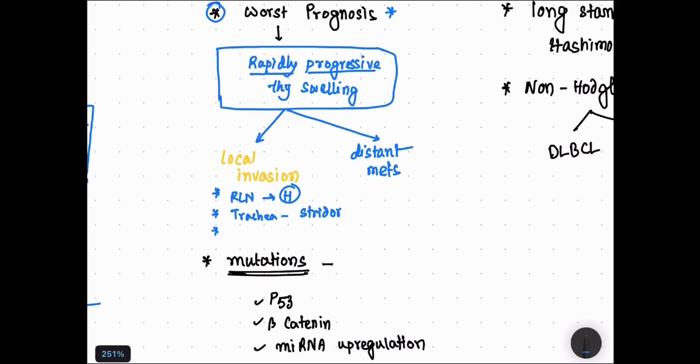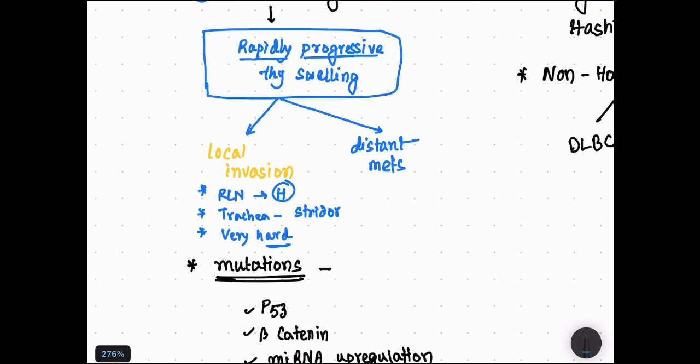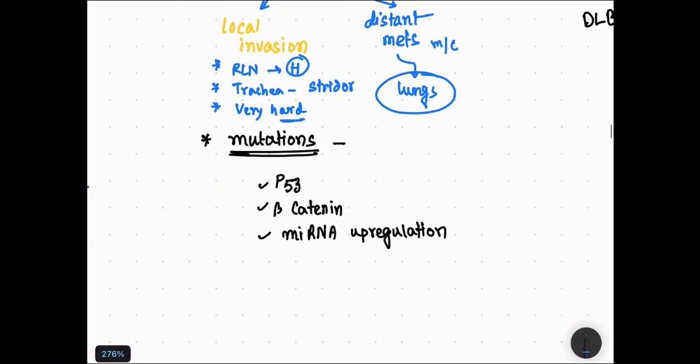This is a very hard swelling because it is a rapidly growing tumor, and it is a very hard swelling like Riedel's thyroiditis. Now, distant metastasis is most common to the lungs. Mutation, remember P53 is the mutation that you have to remember from here. Also, it is associated with beta catenin mutation and upregulation of miRNAs.